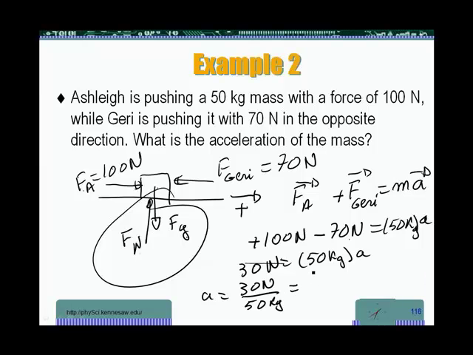So it is 3/5 meters per second squared, or newtons per kilogram. 3/5, it is 0.6 meters per second squared. Okay, let's try another one.